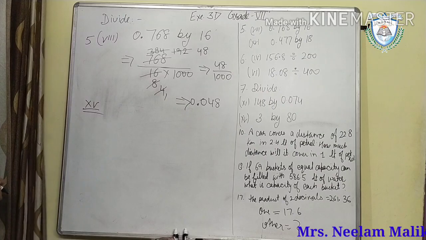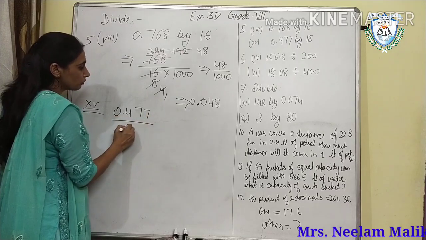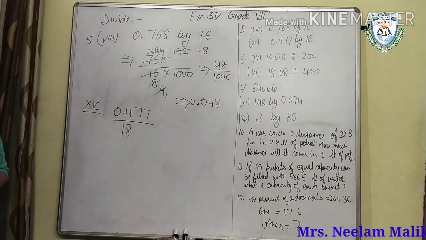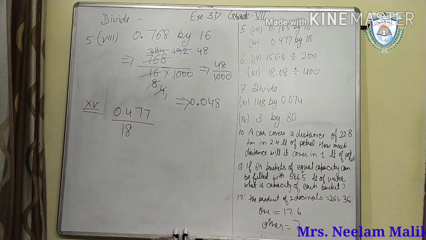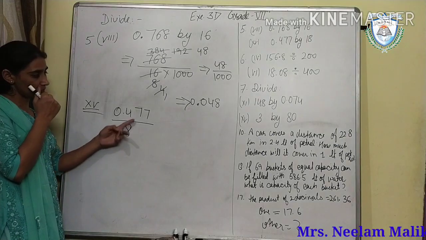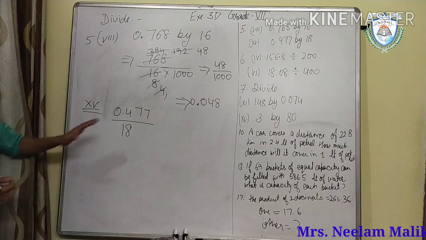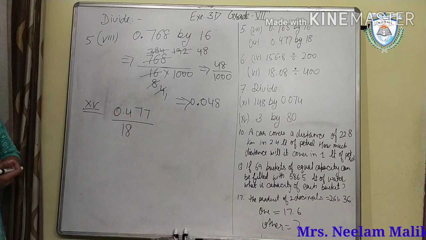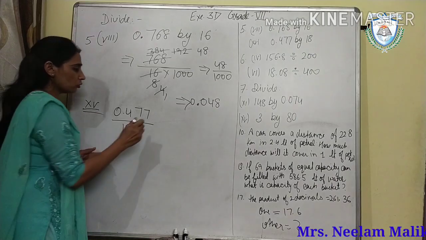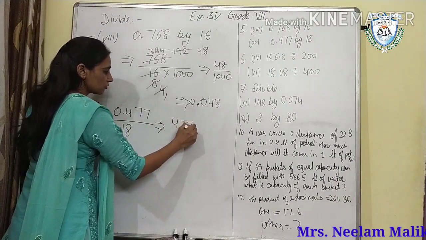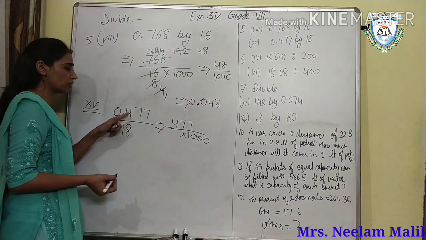Now question number 5, 15th part. In that we have to divide 0.477 by 18. First we will check whether these are divisible by any common factor or not. This is divisible by 2, but this is not. This is divisible by 3. Check this also: 7 7s are 14, 14 plus 4 is 18. So the sum of digits is divisible by 3. So what will we do? We will remove the decimal point first. 477, the decimal point removed, and we will divide this by 1000, because we have removed that decimal point.